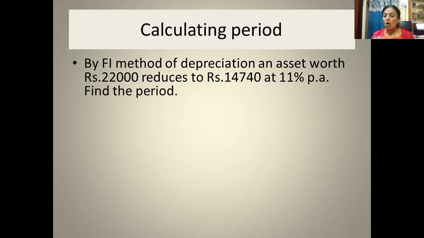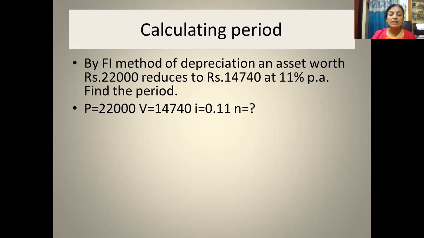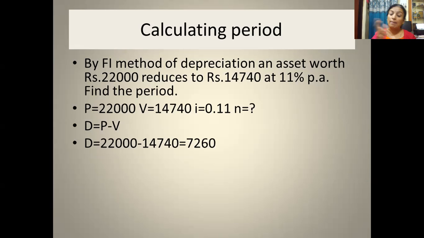N is not given. So what is given? P is equal to 22,000, V is equal to 14,740, I is equal to 0.11, and N we have to calculate. What is the formula? First you have to calculate the depreciation. Depreciation is nothing but P minus V. 22,000 minus 14,740. So depreciation is 7,260.